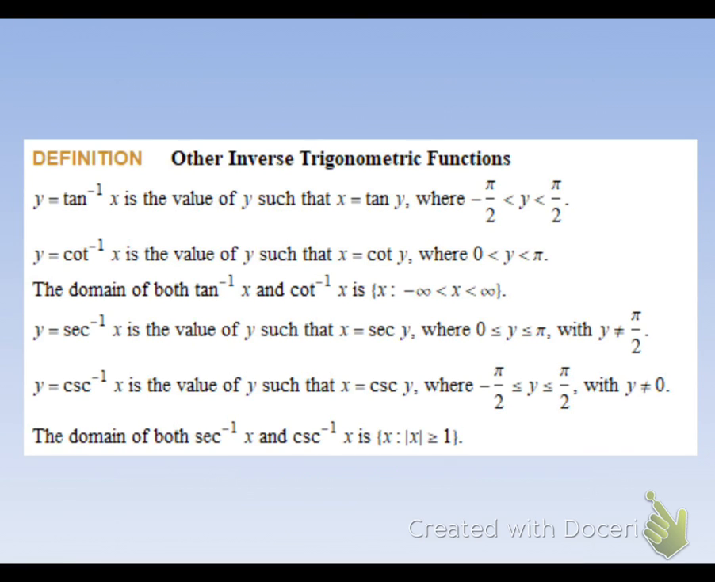So, other inverse trigonometric functions. This was kind of covered in that other slide. So this is just it saying it again. You can look through it, but we already did this in the domain and range section. But it's just covered again.